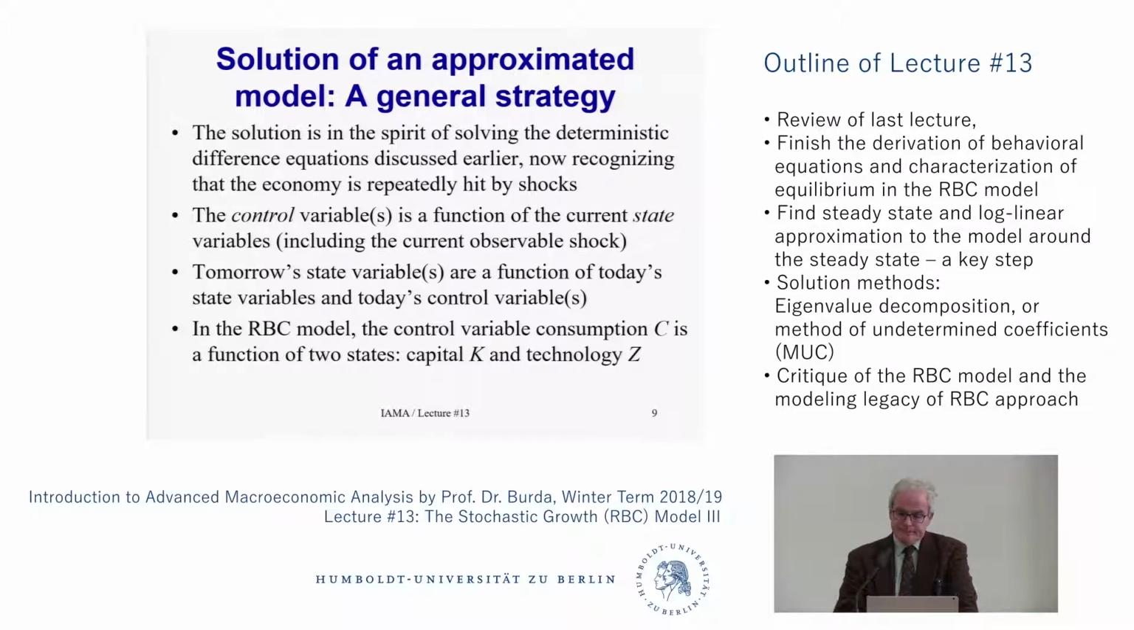In the RBC model, the control variable is the consumption of the representative household, and particularly we're going to talk about the deviation of consumption from its steady state path. We're going to have a special notation for that, and that's given capital and technology. So exactly what I said before, I'm saying it again, and you should really remember that.